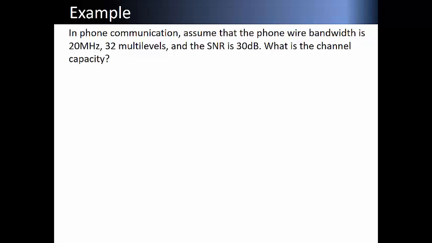Another assumption here is 32 multi-level channeling and a signal-to-noise ratio of 30 decibels. Under that assumption, what is the channel capacity? In other words, what is the data rate? How many bits of data can be transmitted per second?